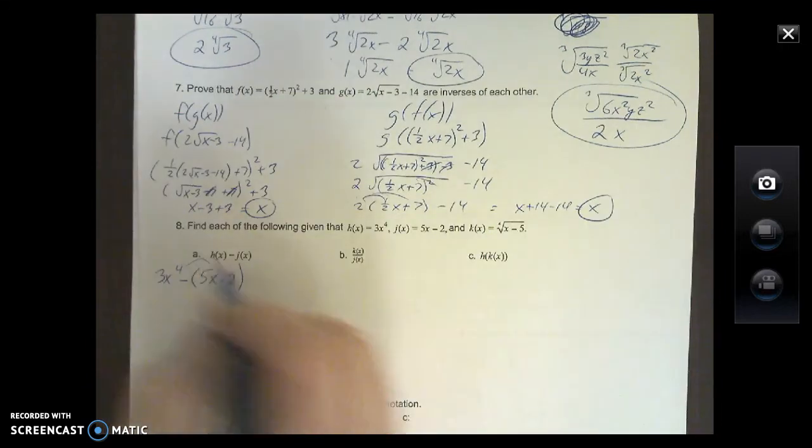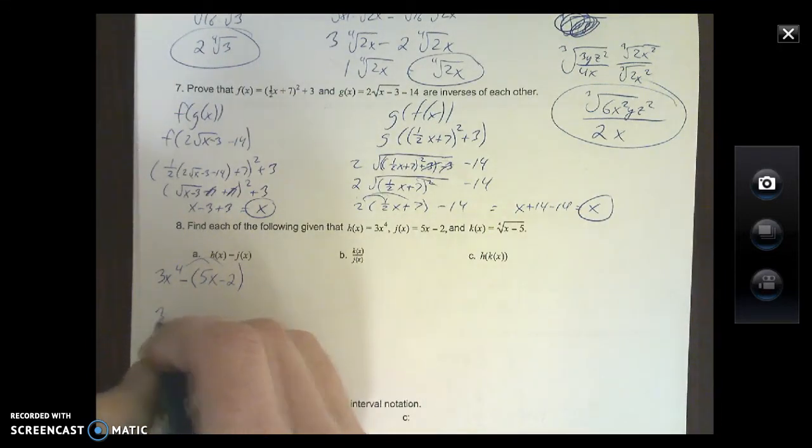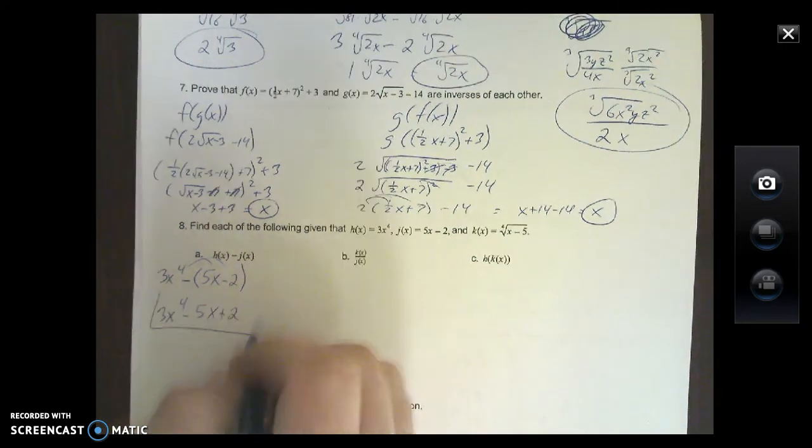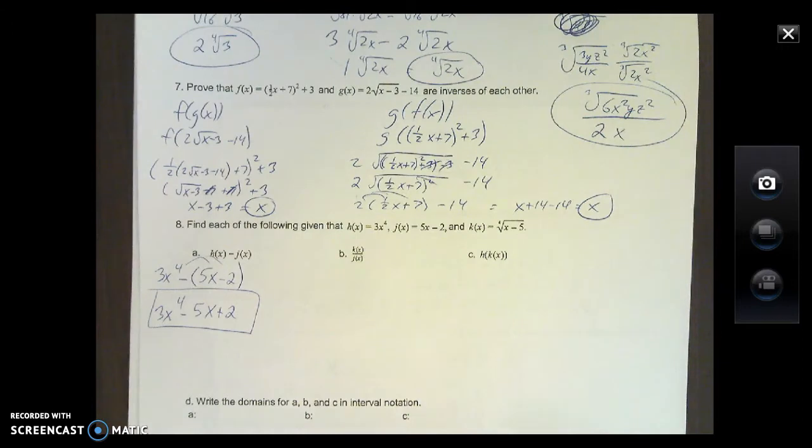Now this minus sign gets distributed across. 3x to the 4th minus 5x plus 2. That's it. That's really all you're doing. You're done. That's finished.